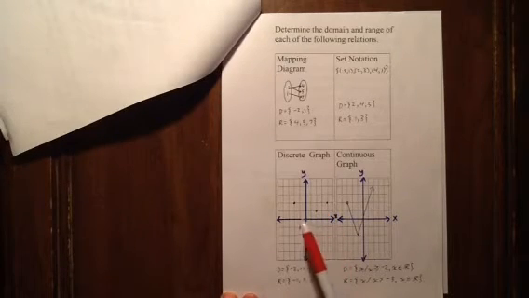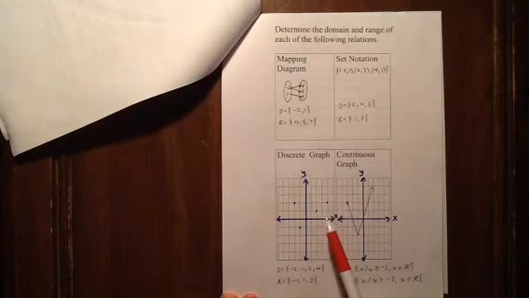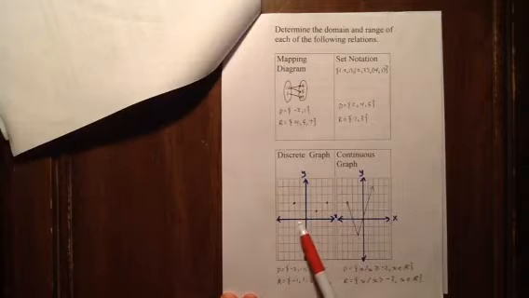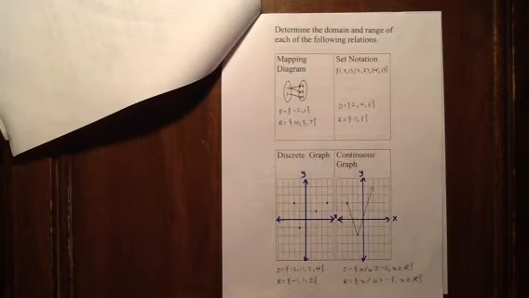So our possible y values are 2, -1, 1, and 2. But instead of writing 2, -1, 1, 2, we only list each number once and we put them in order from least to greatest. So we say that the range is the set of the numbers -1, 1, and 2.